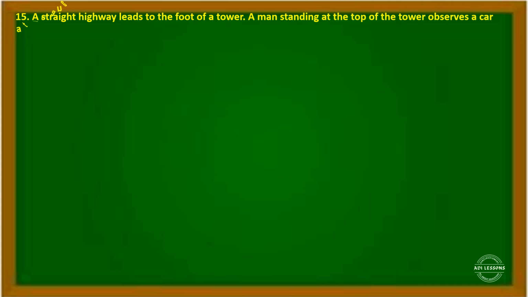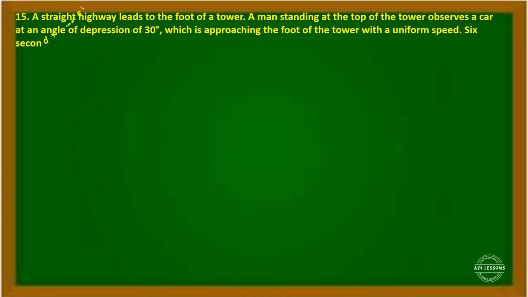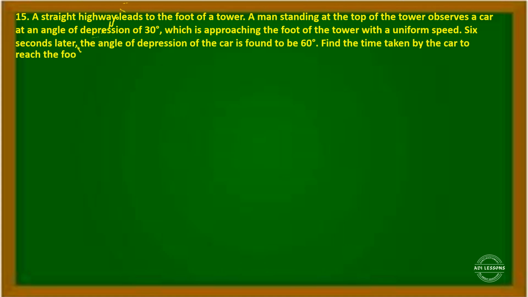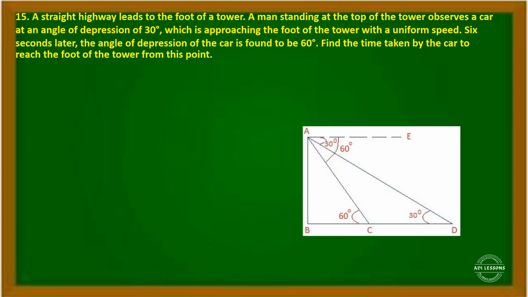Fifteenth question. A straight highway leads to the foot of the tower. A man standing at the top of the tower observes a car at an angle of depression of 30 degrees, which is approaching the foot of the tower with a uniform speed. 6 seconds later, the angle of depression of the car is found to be 60 degrees. Find the time taken by the car to reach the foot of the tower from this point. Yes, this is the required figure.